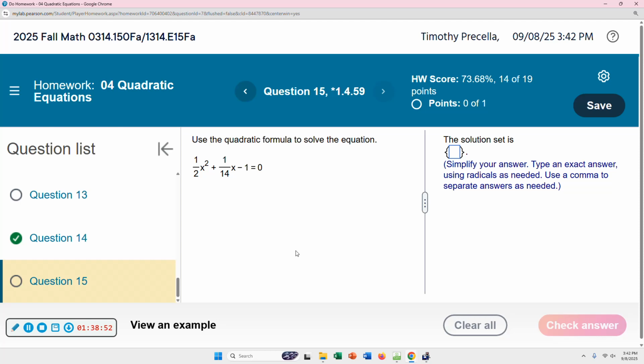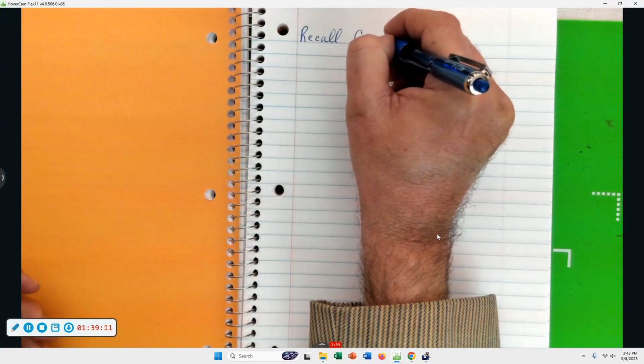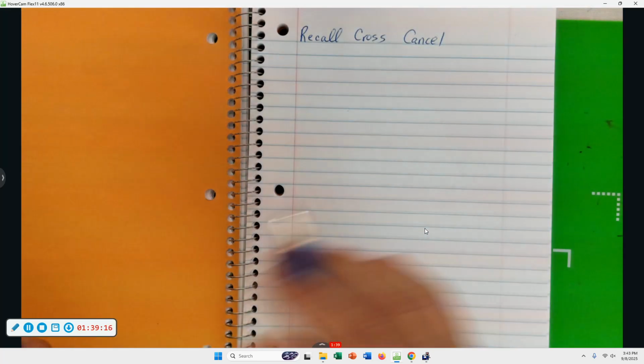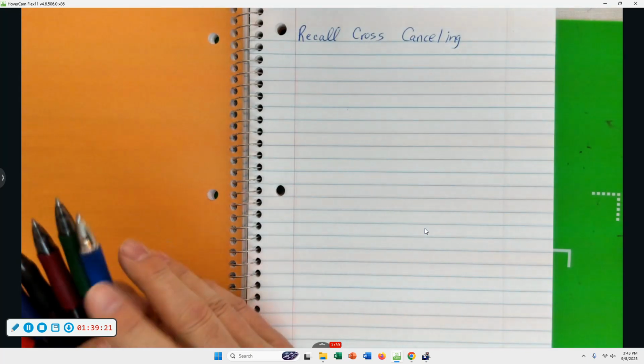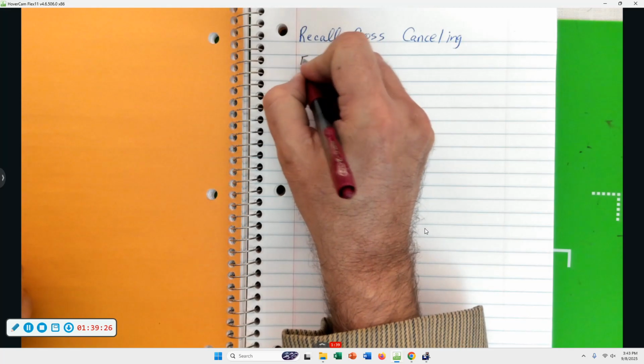What I prefer to do on problem 15 is to get rid of those fractions first. There's a way to remove fractions from equations. There has to be something equals something to be able to do this, okay? I want to review something called cross-canceling when you're multiplying fractions. For instance, just recall multiplying fractions.